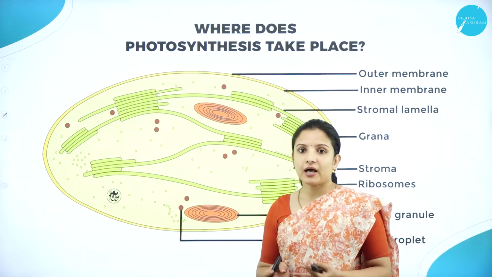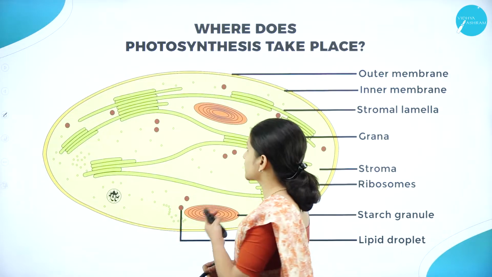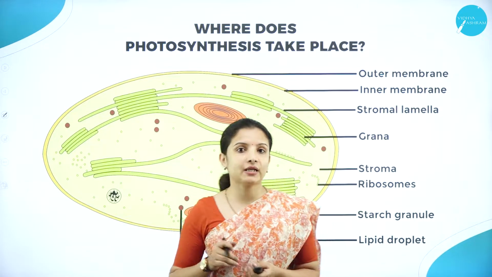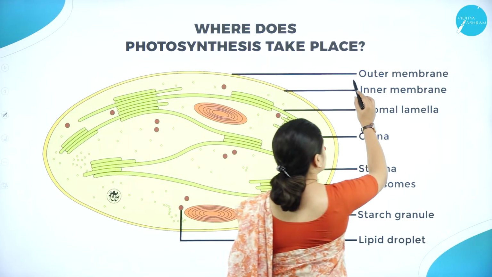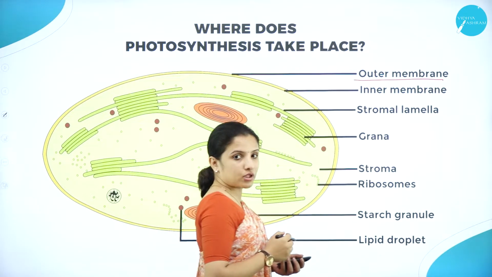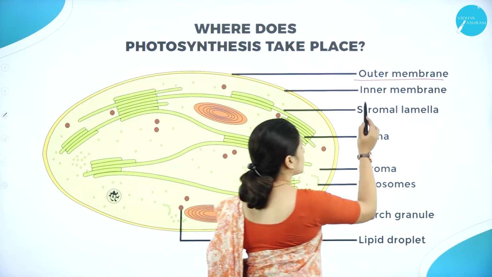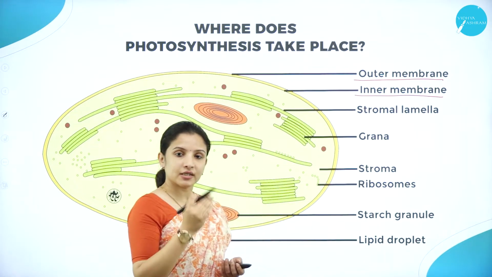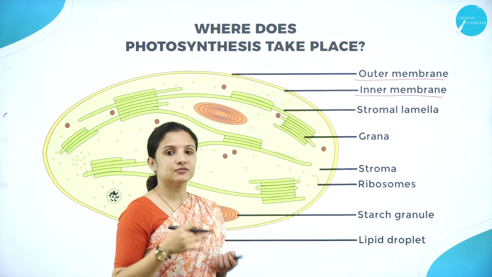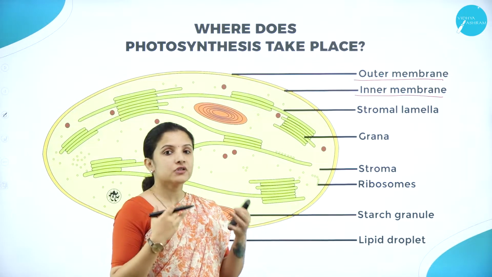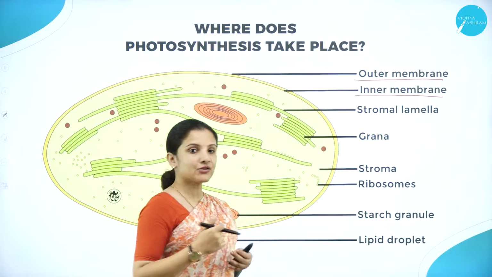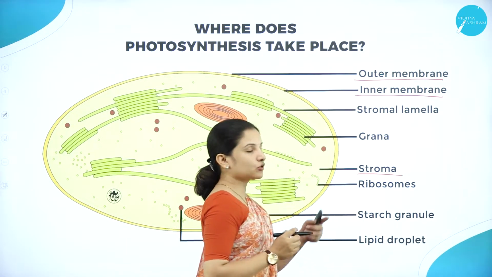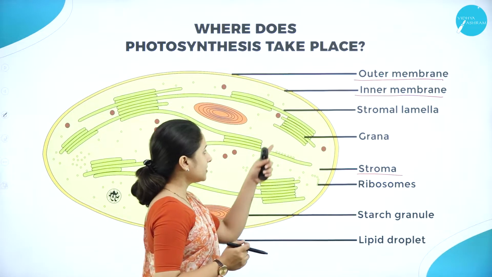The chloroplast is an organelle which is oval in shape, and it is made up of two membranes. One is the outermost membrane, called the outer membrane, and inner to the outer membrane is present the inner membrane. Towards the inside of the inner membrane is a region filled with a fluid matrix, called the stroma. And in the stroma is present the grana.